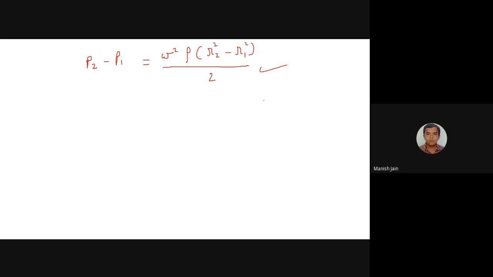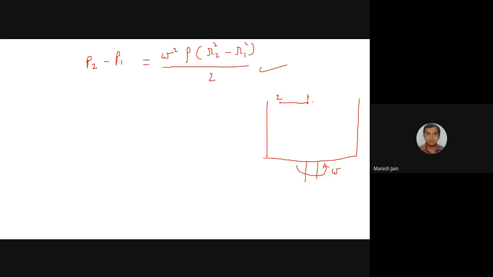Okay, so basically R1, R2 are the radii. Suppose this is a centrifuge which is rotating with omega velocity. If this vessel is filled with fluid, at the same elevation you have two points, this is point 2, this is point 1. So how much pressure drop occurs between point 1 and point 2?